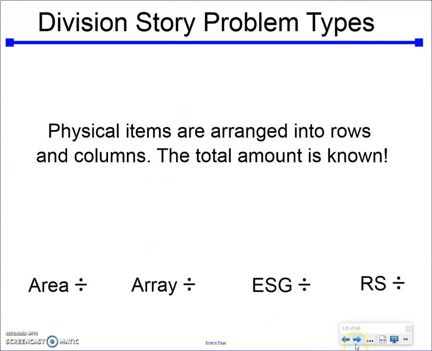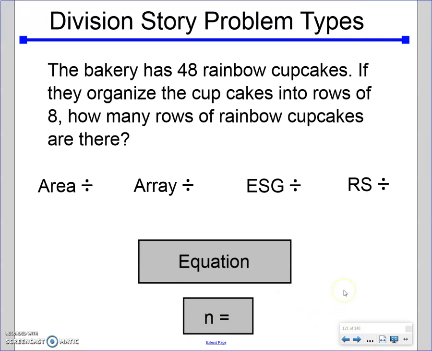So now third grade, we're going to take a look at some story problems. We're going to read the problem, determine the problem type, write a division equation to solve the problem, and actually find the answer. So let's take a look at this first problem. The bakery has 48 rainbow cupcakes. If they organize the cupcakes into rows of 8, how many rows of rainbow cupcakes are there?